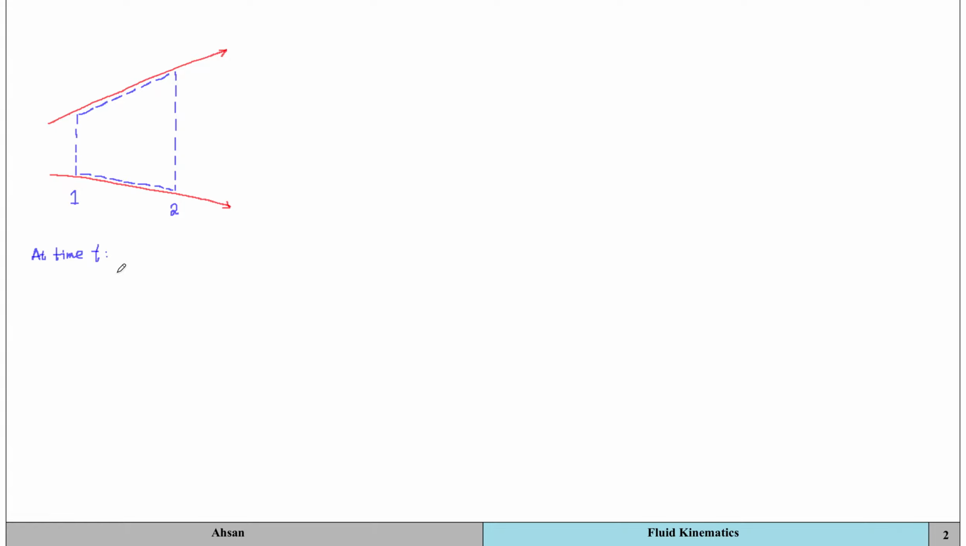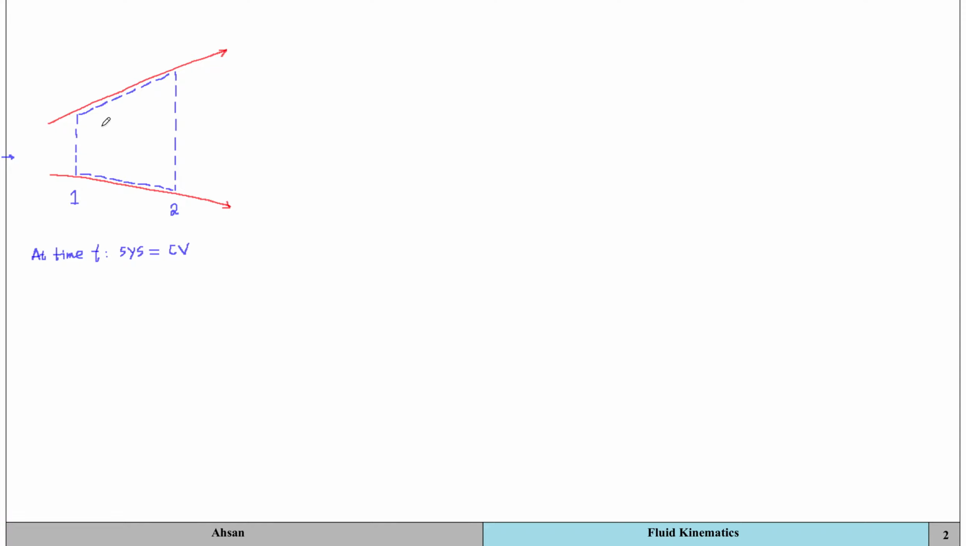So at time t, this is the control volume that we've chosen, and the fluid mass that is contained within the control volume, if we consider that as a system, then at time t, the control volume is going to be equal to the system, or they're going to be identical. But after, say, a certain time has passed, delta t, the system and the control volume are not going to be identical anymore, because the fluid is moving in this direction.